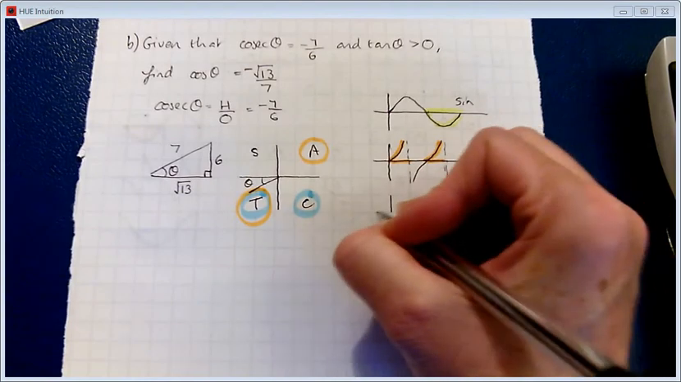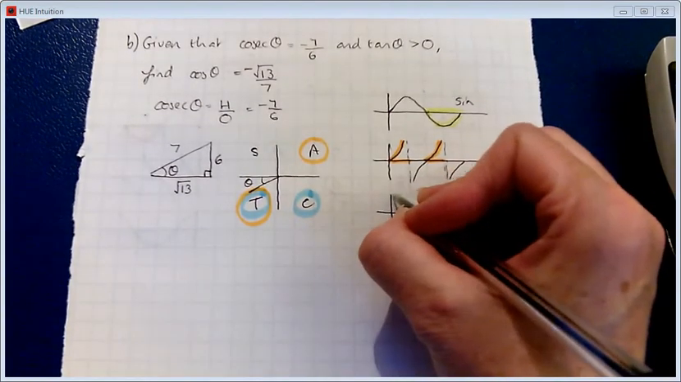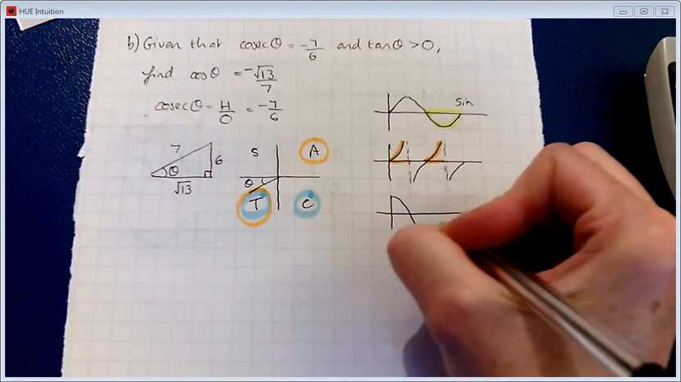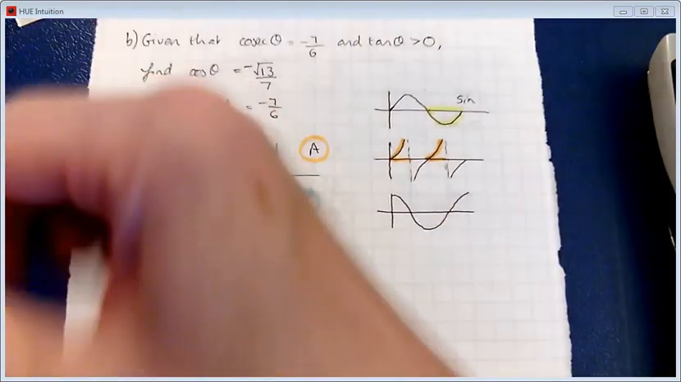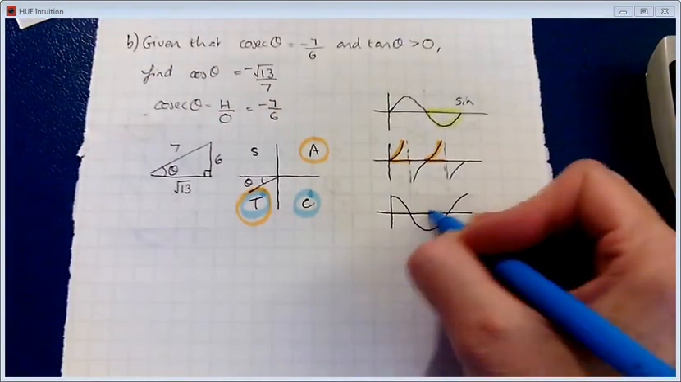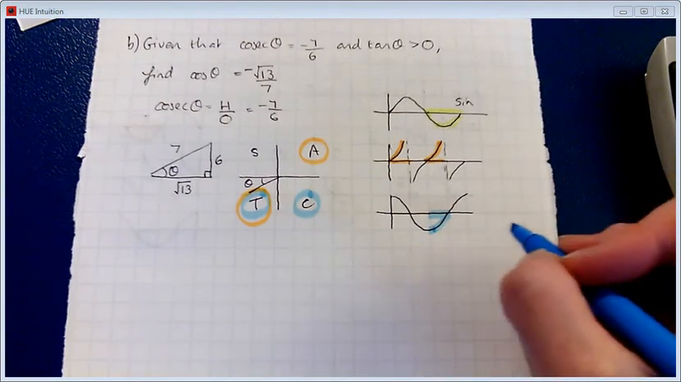So we want to find out, is cos positive or negative in that region? So we are now looking at this bit here, and we can see that cos is indeed negative.